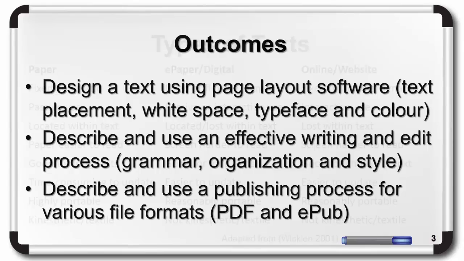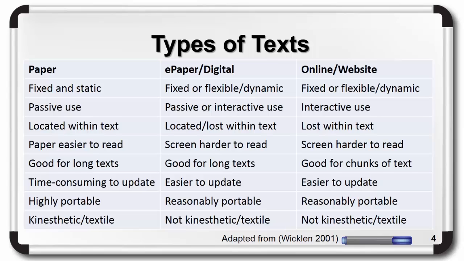PDF and EPUB. For the purposes of this course, we'll differentiate between three major types of text depending on how they're published: paper-based texts, e-paper or digital texts, and online texts or websites. It's important to note that these media have very different impacts on how the text is produced and consumed. For example, traditional paper-based texts like books have fixed and static layouts, while digital text can be both fixed and flexible. Traditional texts are read passively, while digital text can allow for more interaction. As well, traditional texts allow readers to always know where they're located within the whole text, while readers can get easily lost in digital texts.